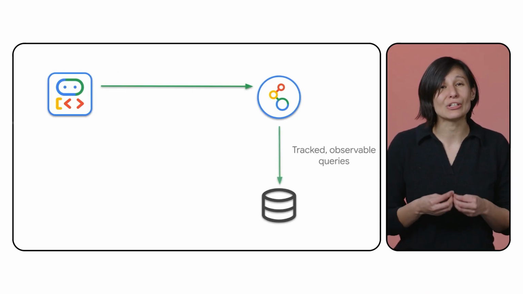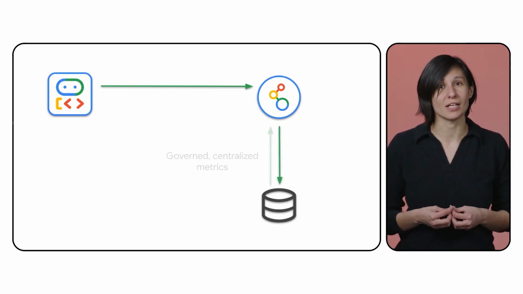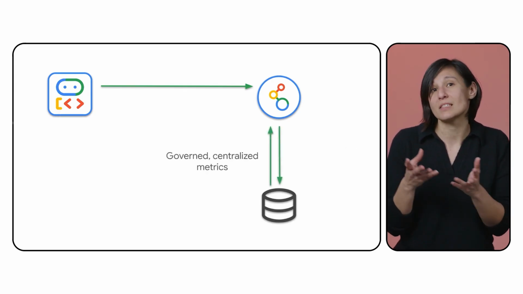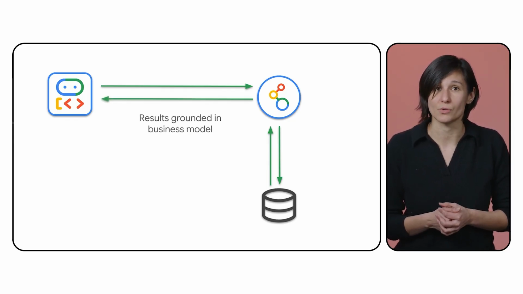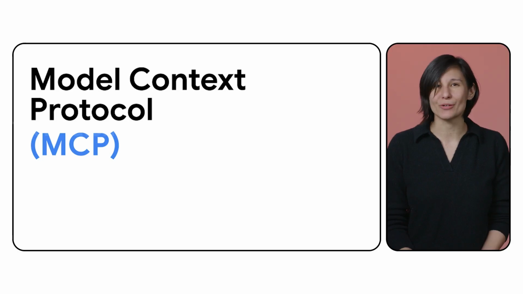By leveraging Looker's centralized modeling and governance, we ensure that every piece of information our agent retrieves is grounded in a validated source of truth. At the heart of this integration is the Model Context Protocol, or MCP. Think of MCP as a universal language that allows our agent to discover and invoke capabilities within Looker.